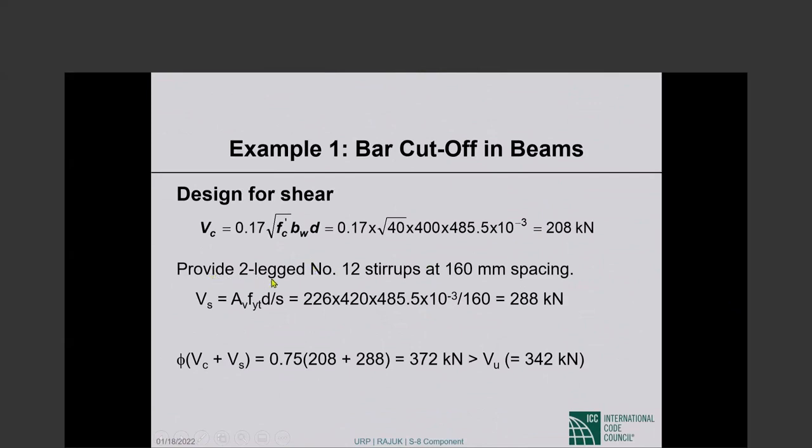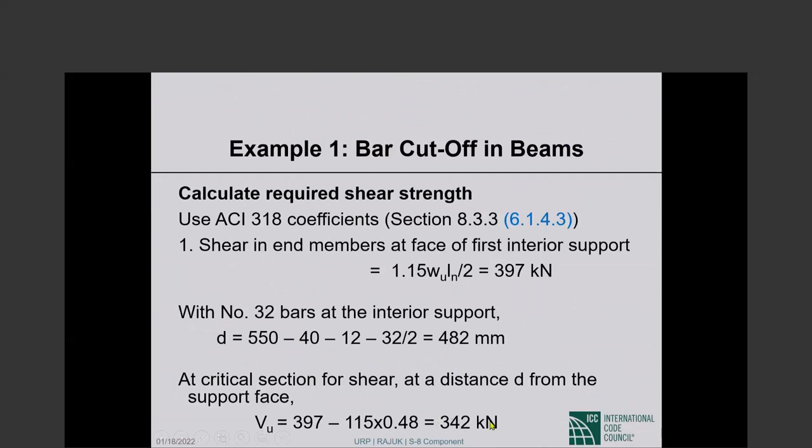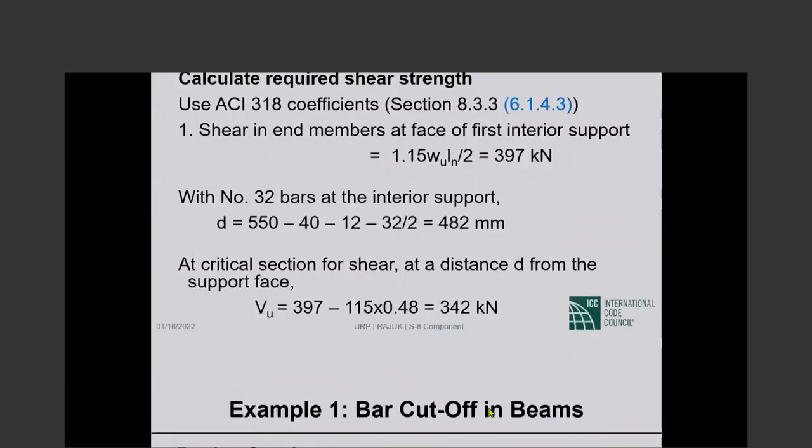We said let us provide 2-legged number 12 stirrups at 160 millimeter spacing. That will give us a V sub s of 288 kilonewtons. So concrete can do 208. The 2-legged number 12 stirrups can do 288. Combined and reduced by the phi of 0.75 gives us 372 kilonewtons, which is greater than the 342 that we need to take at the critical section.